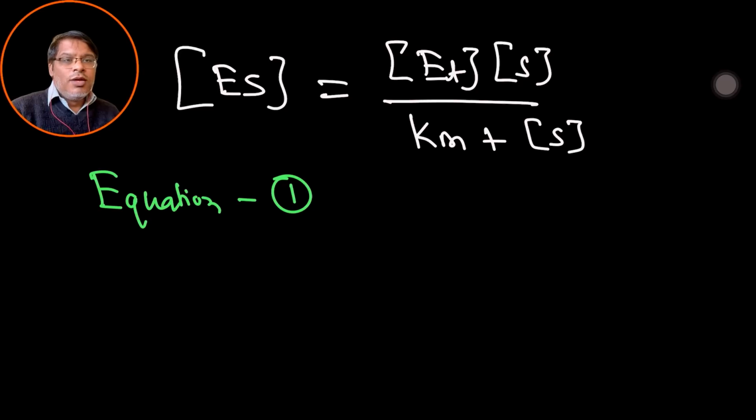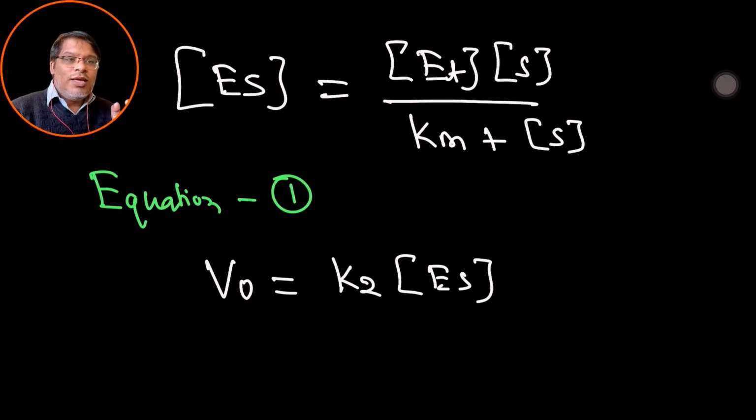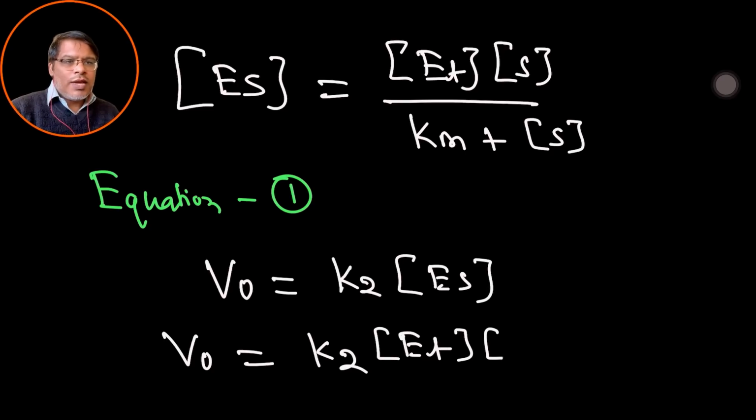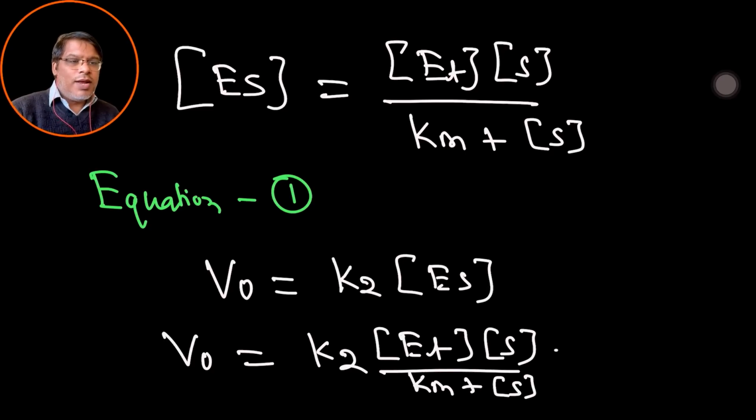Now try to recall equation 1: VO is equal to K2 into ES. Now we have to calculate the velocity rate at which this enzyme works. It will be VO is equal to K2 into the concentration of the enzyme substrate complex. If you put in the value of ES here, it is K2 times total enzyme times substrate concentration, divided by Km plus substrate concentration. Keep in mind this is your equation number 4.